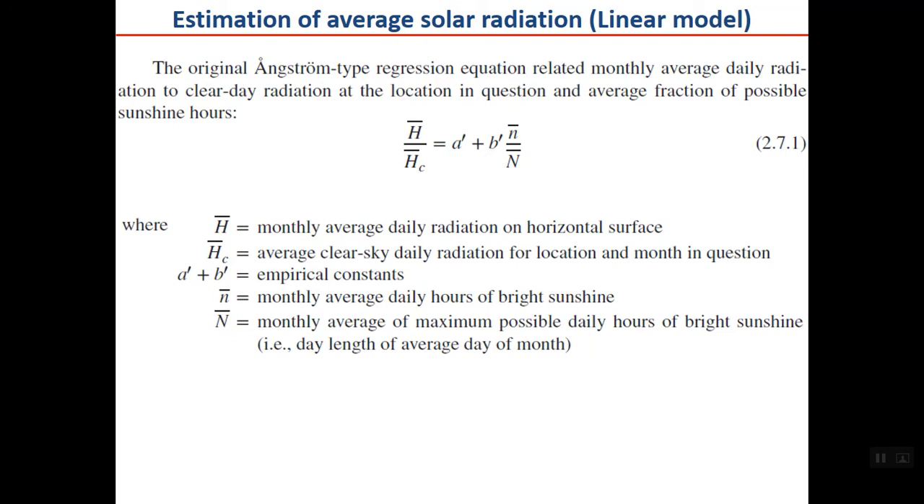The original Angstrom type regression equation related monthly average daily radiation, which is H bar, to clear day radiation, which is H bar C, at the location in question, and an average fraction of possible sunshine hours. This is N bar over N, as I explained before. N bar is sunshine hours, N is day length. The bar here shows the average for the month. For example, capital N bar here means that this is the average day length for the month of, for example, July, June, or other.